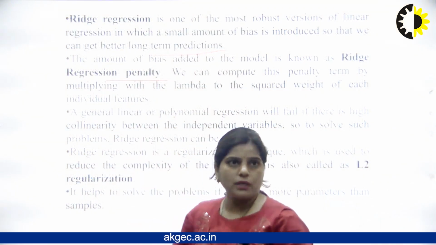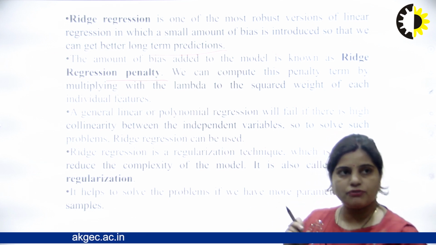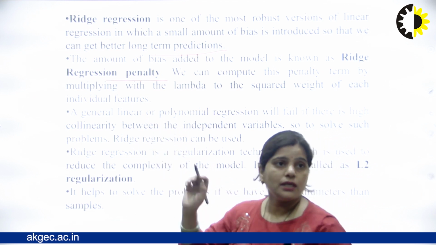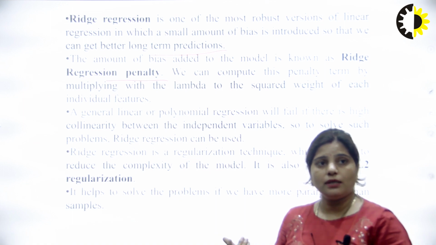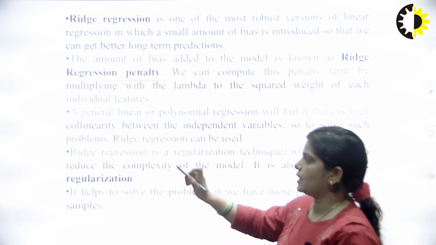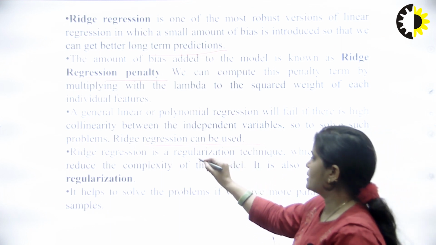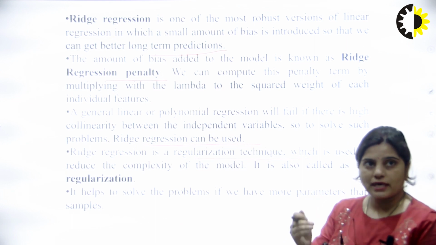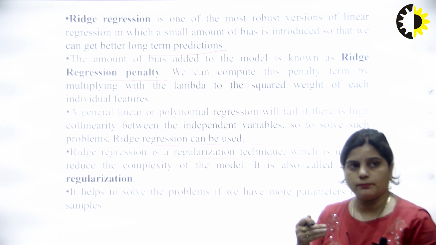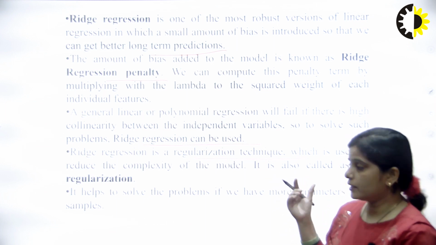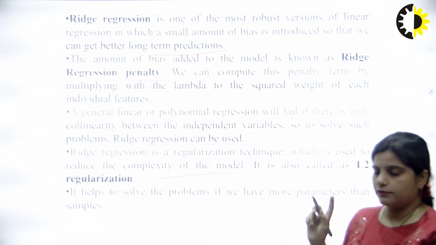We compute this penalty term by multiplying lambda with the squared weights of the individual features. General linear or polynomial regression will fail if there is high collinearity between the independent variables. To solve these kinds of problems, we generally use ridge regression. It is also known as a regularization technique because it regularizes the long-term predictions and reduces the complexity of the model. It is also called L2 regularization.